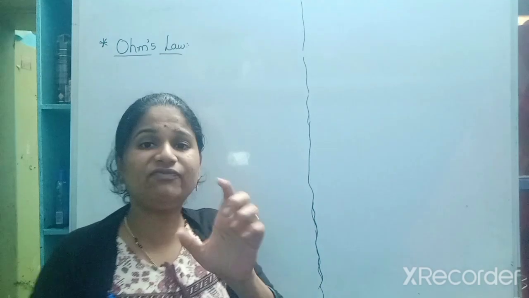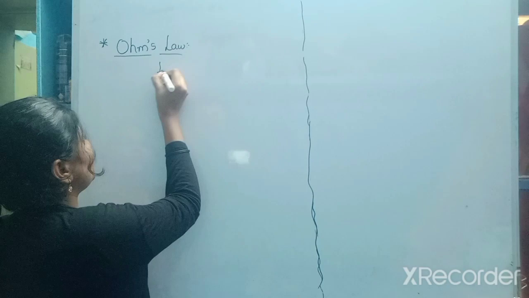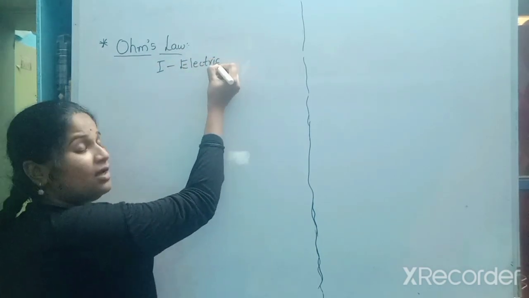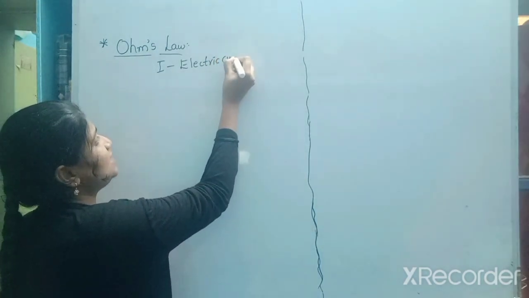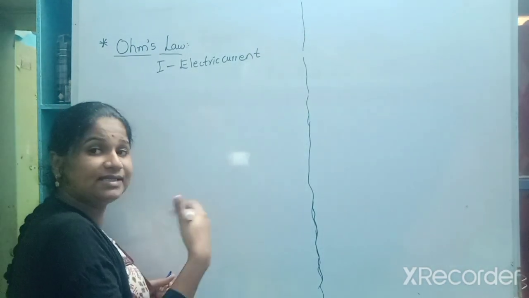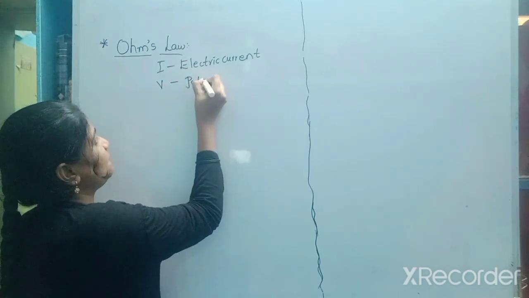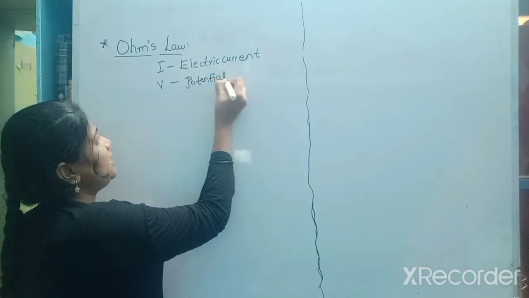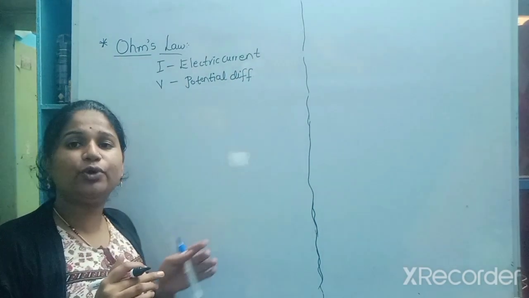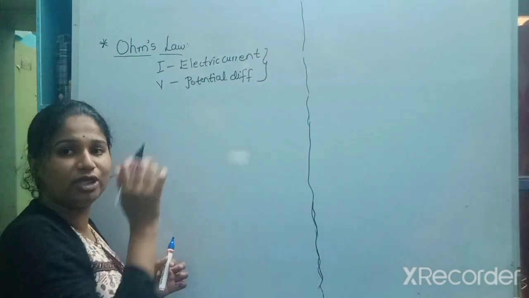For example, in the first session, we discussed the electric current, which is denoted by capital letter I. Then in the last sessions, that is the second and third sessions, we discussed potential difference. In today's session, we are going to see the relationship between the electric current and the potential difference.